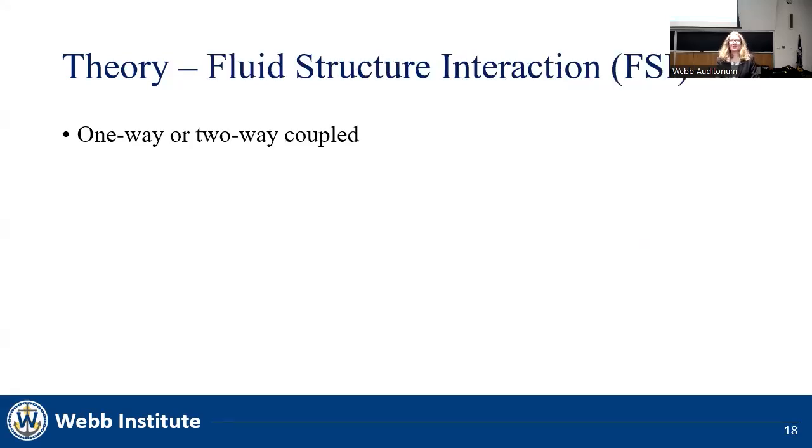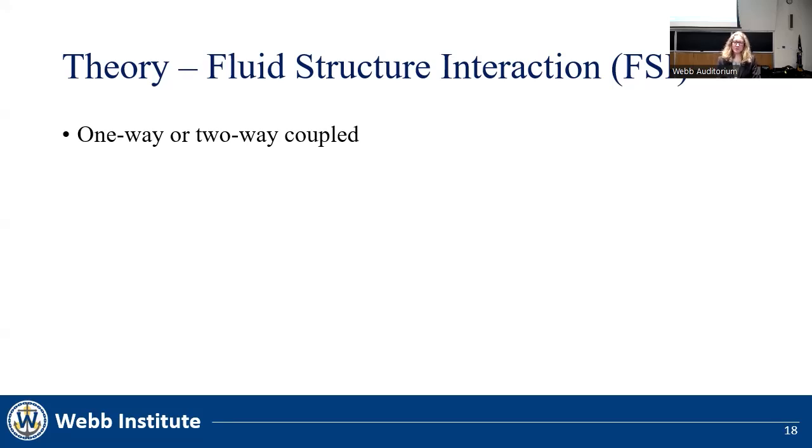Fluid structure interaction, or FSI, is the multi-physics interaction of fluid flow with a solid structure. FSI can either be classified as one-way or two-way coupled. In a one-way coupled simulation, information is only passed from the fluid to the structure. This method is acceptable for a rigid body in a compressible flow, like air.